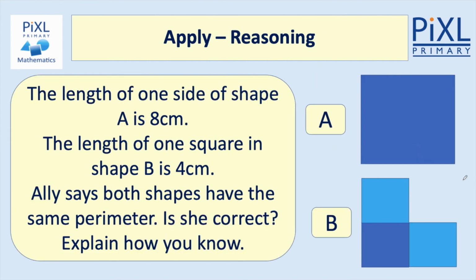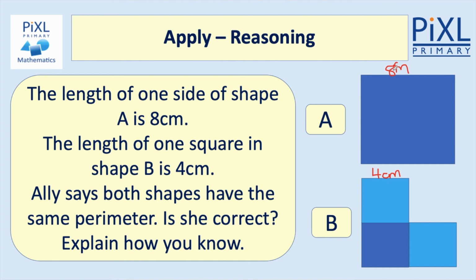The length of one side of shape A is 8 centimetres. Let's make a note of that. The length of one square in shape B is 4 centimetres. Oh, that should be centimetres. Put a little C up there. So that's 4 centimetres. Ali says both shapes have the same perimeter. Is she correct? And explain how you know.